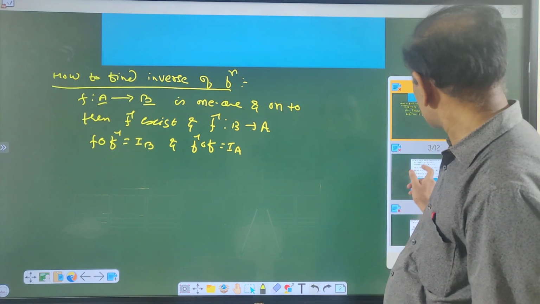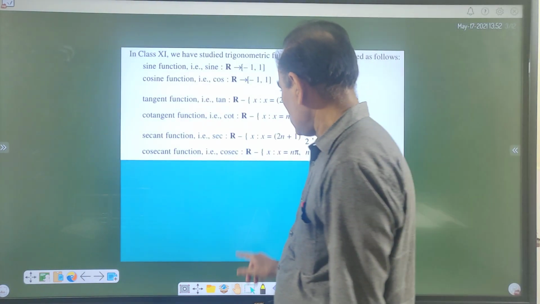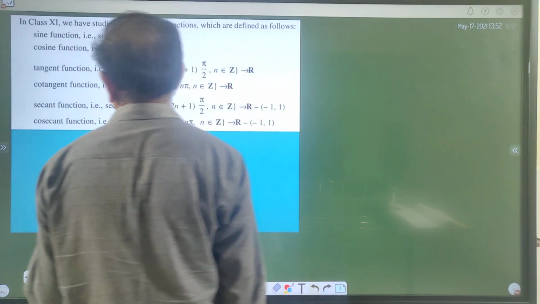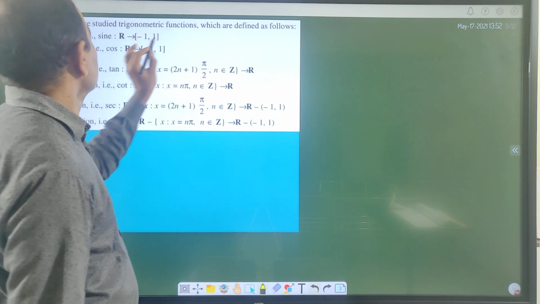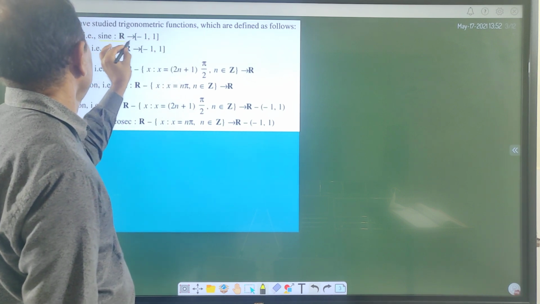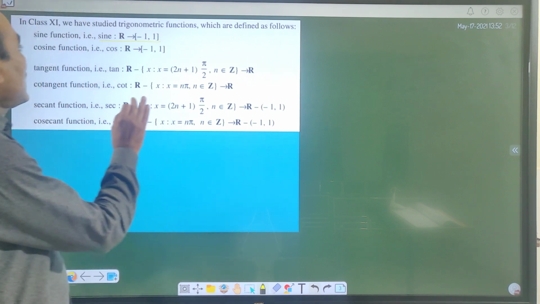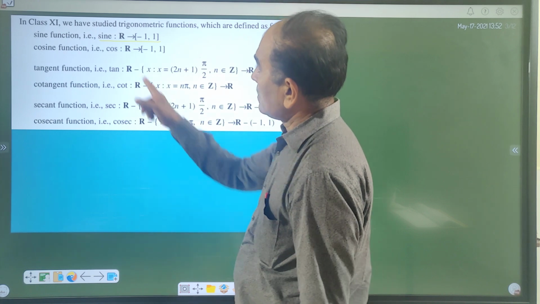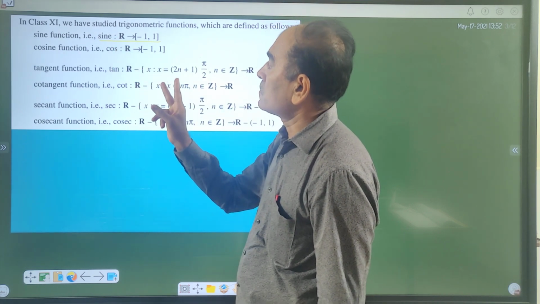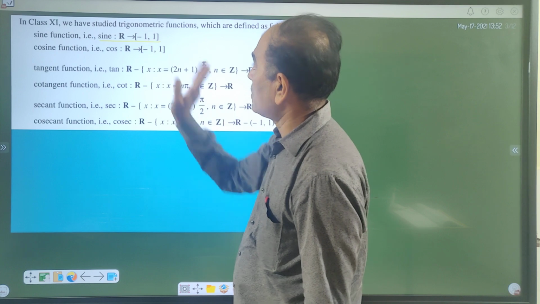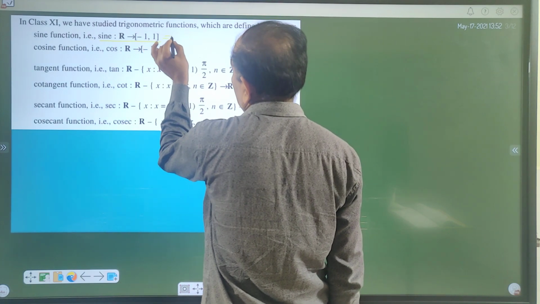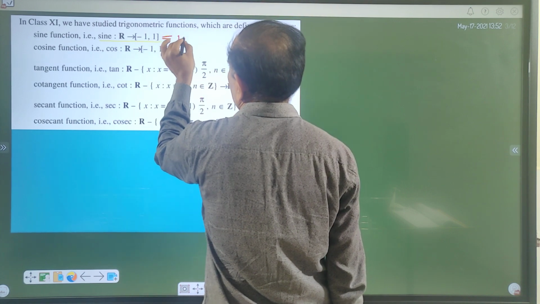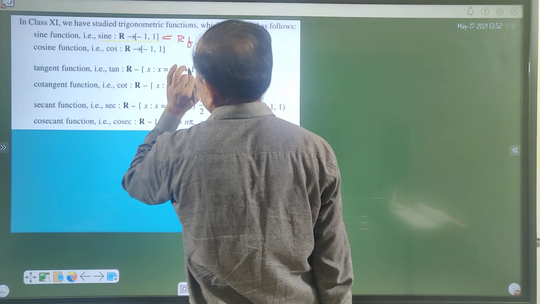We already saw in 11th science trigonometric functions. The sine function is from where to where? From R to the closed interval -1 to 1. Here, this function is not 1-1 and onto. Of course it is onto, because the closed interval -1 to 1 is the range of the sine function.